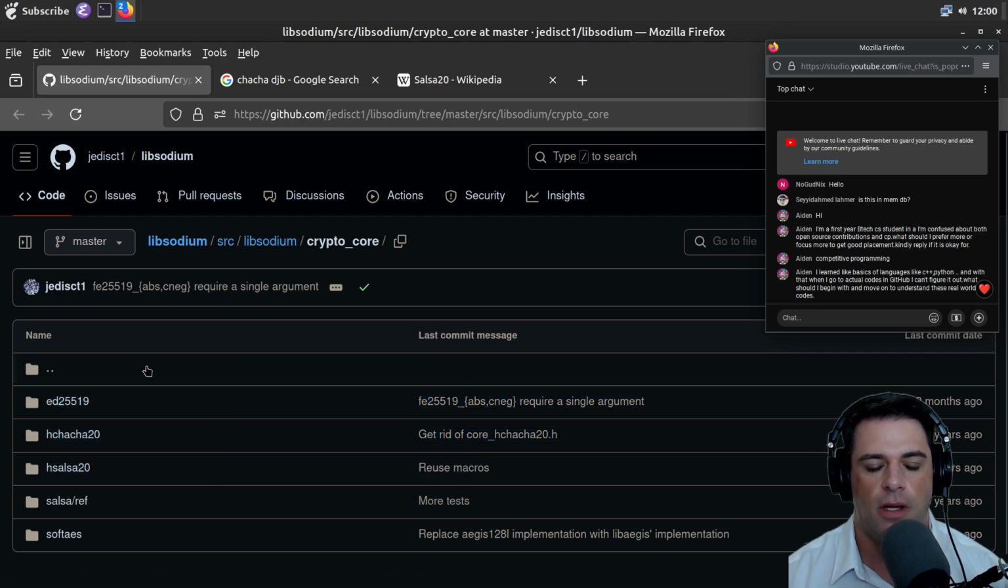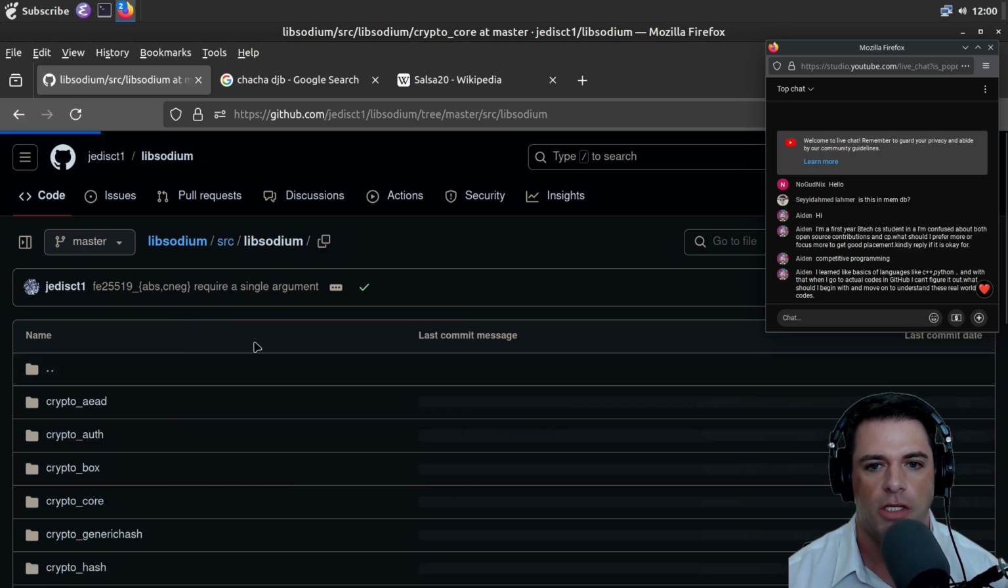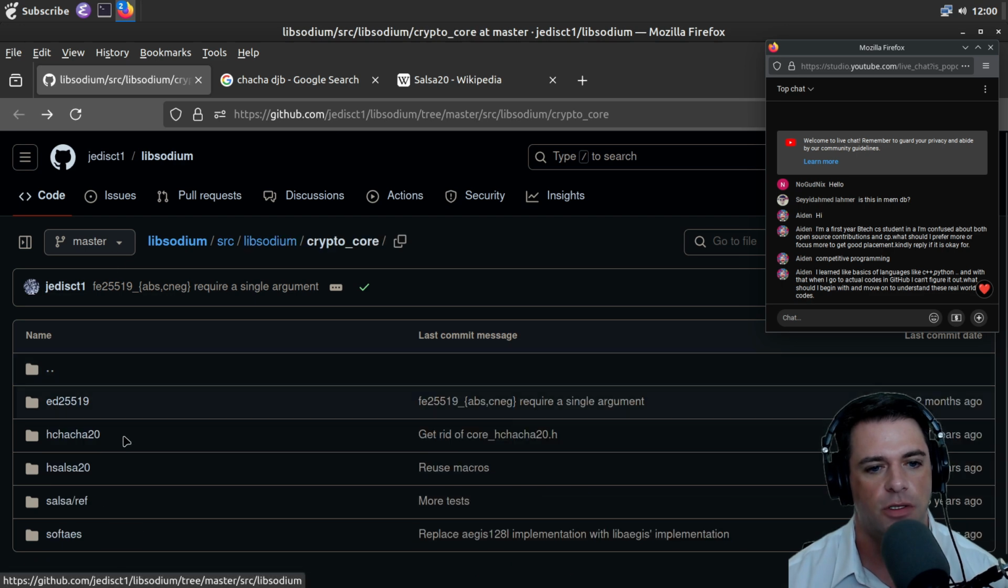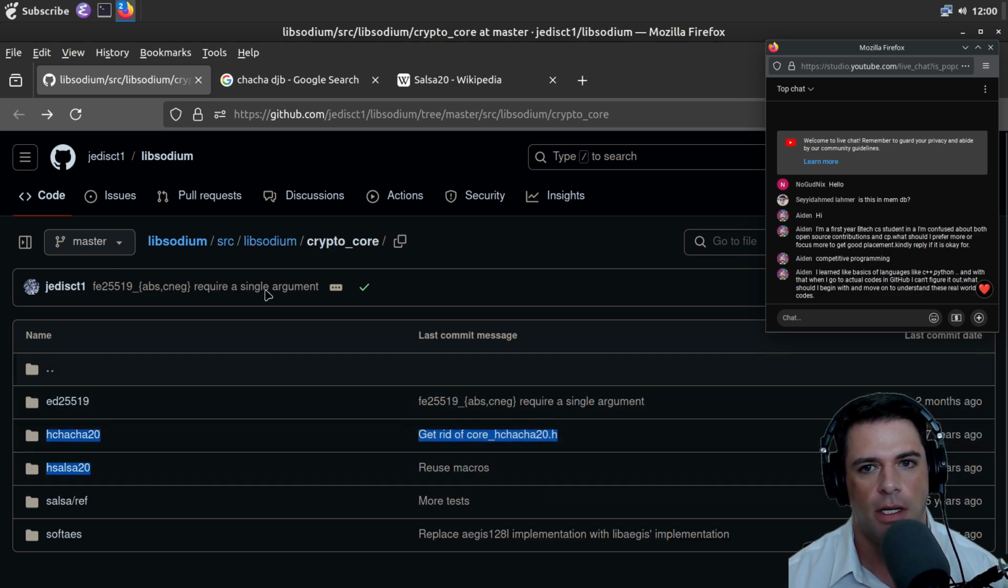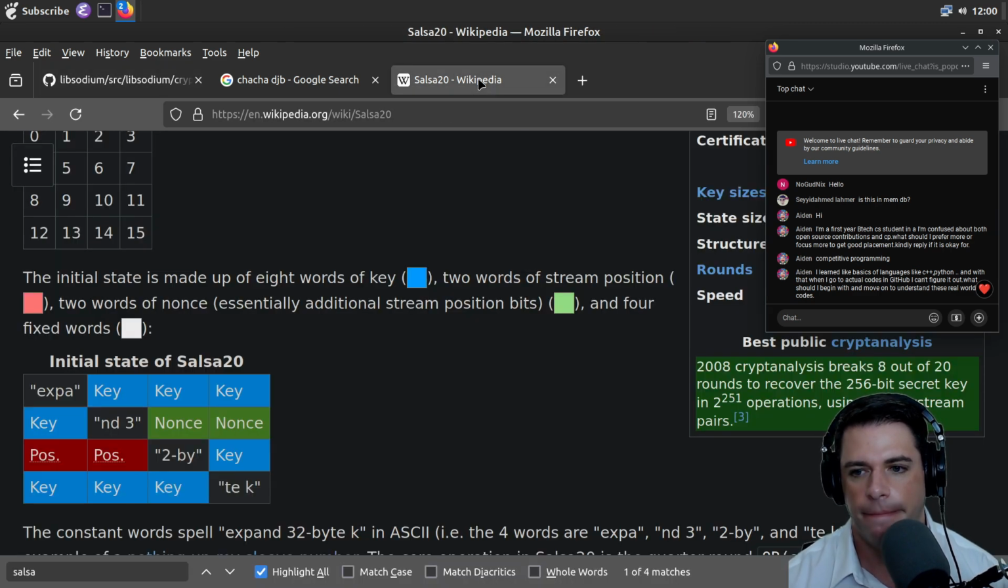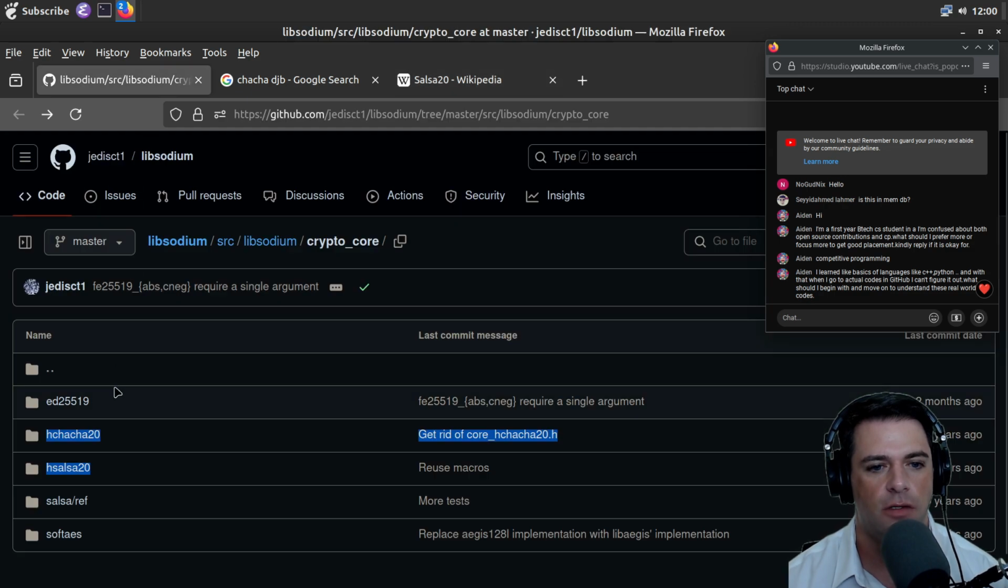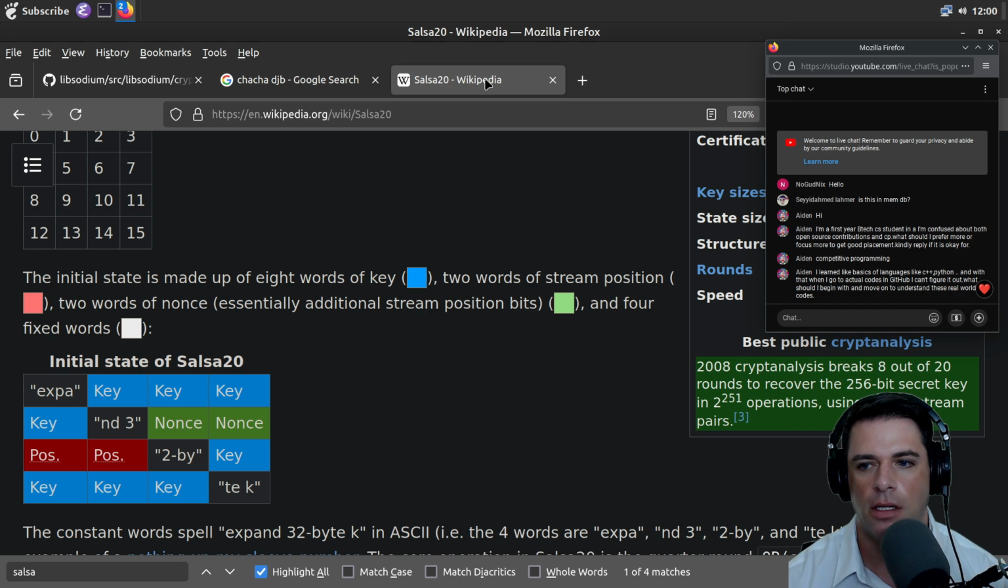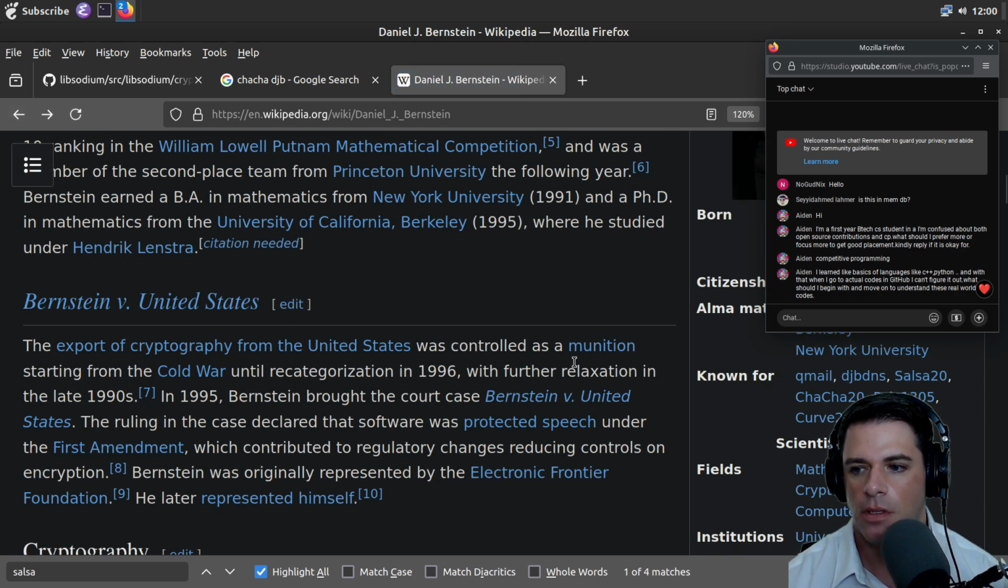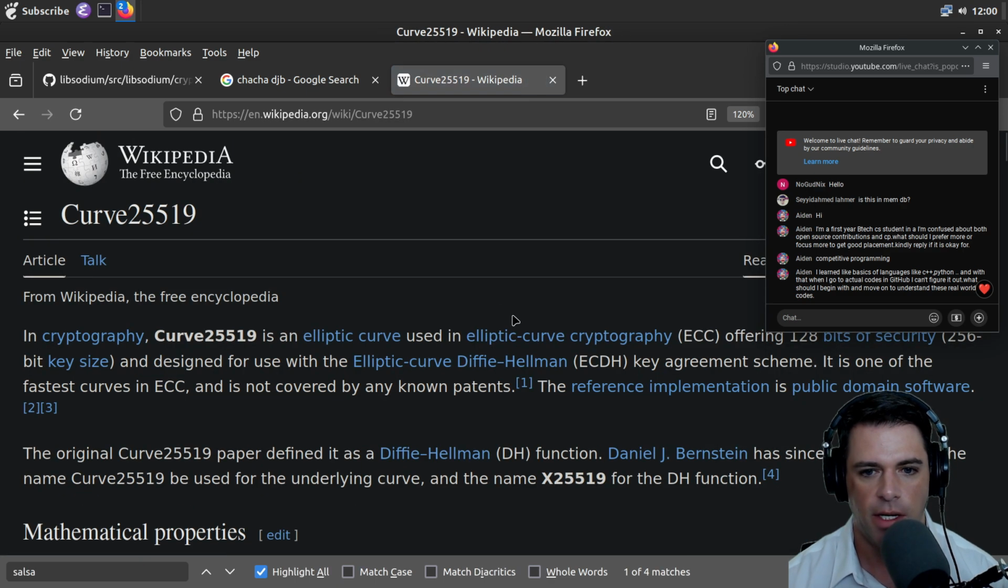And let's plow along. Okay, so these are the crypto algorithms. ChaCha and Salsa are Dan Bernstein stuff. I don't know about this particular curve, Ed25519. I don't know if he's associated with that as well. Curve25519. Yeah.